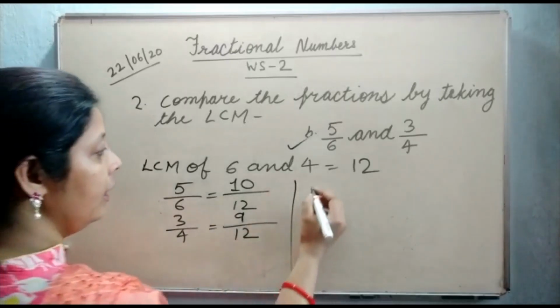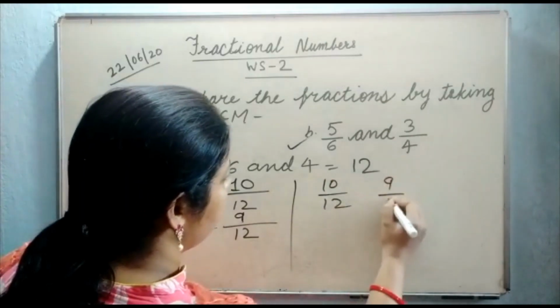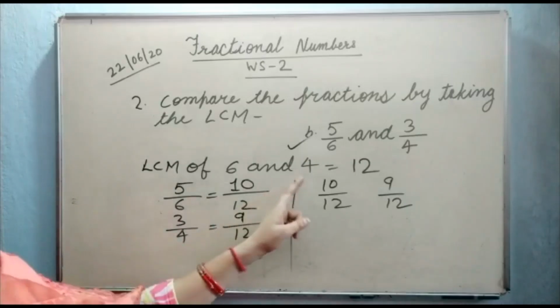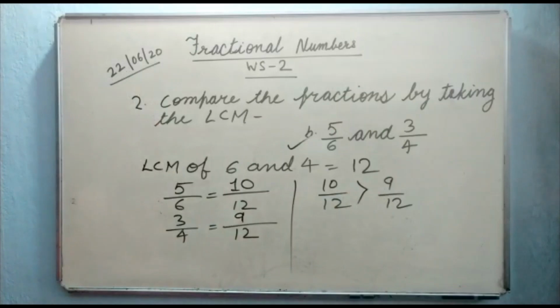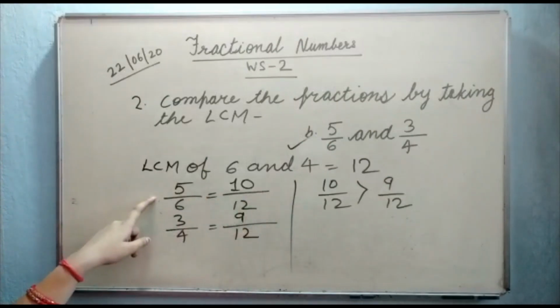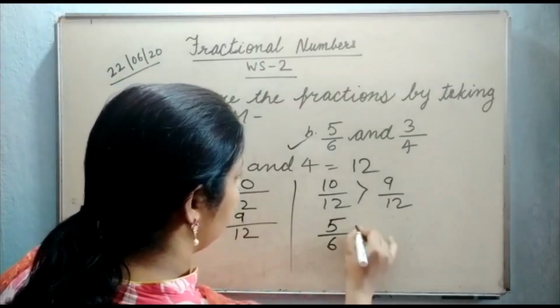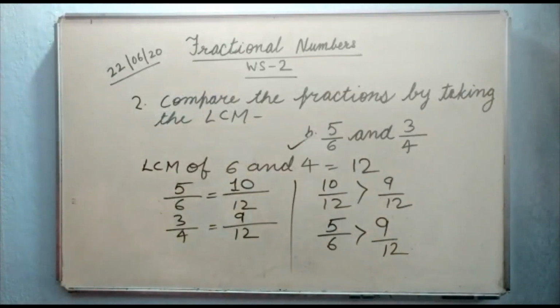Now you can easily say which one is greater, 10 by 12 or 9 by 12. In like fractions, when numerator is greater, we tell that fraction is greater. So here 10 by 12 is greater than 9 by 12. So 9 by 12 is the value of 3 by 4 and 10 by 12 is the value of 5 by 6. So we can say that 5 by 6 is greater than 9 by 12. This is the way we take out which fraction is greater by taking LCM.